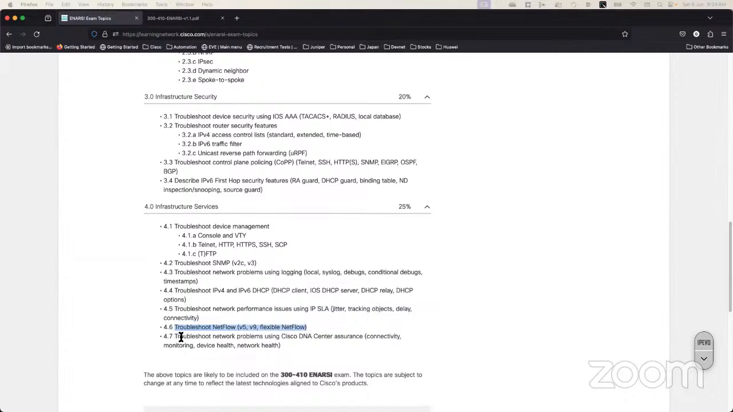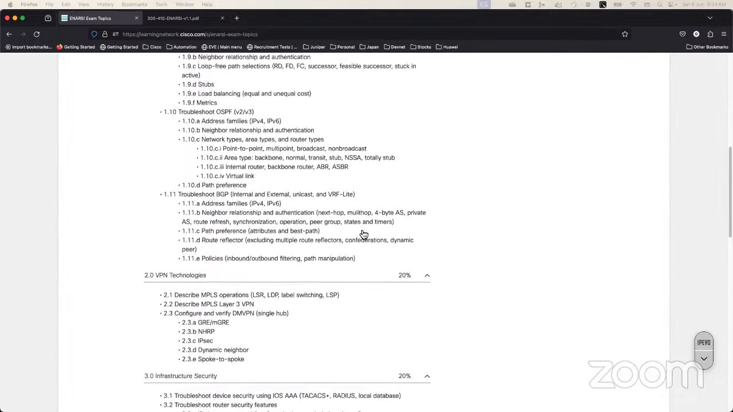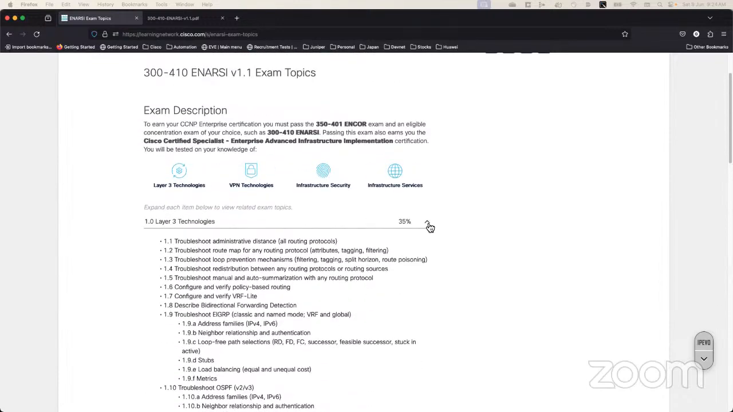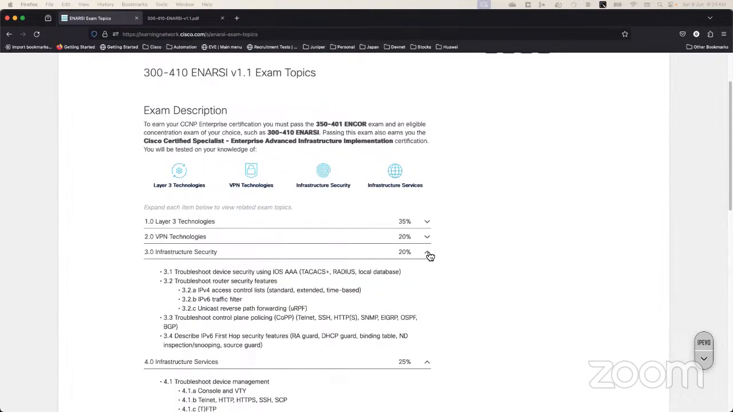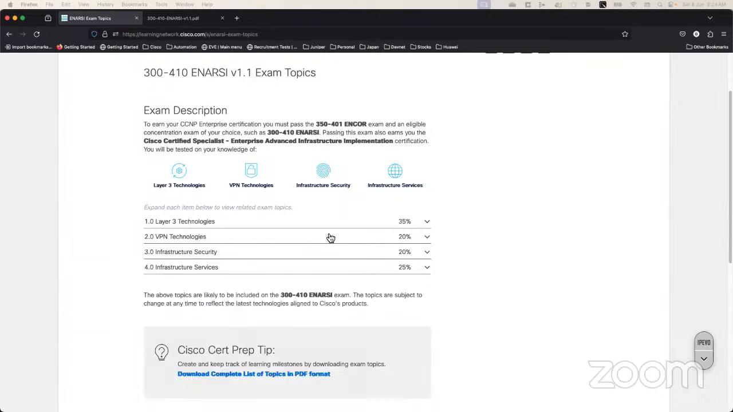And finally, troubleshooting network problems using Cisco DNA Center Assurance. I wanted to tell you upfront that we don't have DNA Center in our lab, but I'll try to cover this with a sandbox. How this GUI looks, what all things we can troubleshoot over here, that we'll cover from a sandbox. Right. So these are the four modules that cover our NRC complete course.